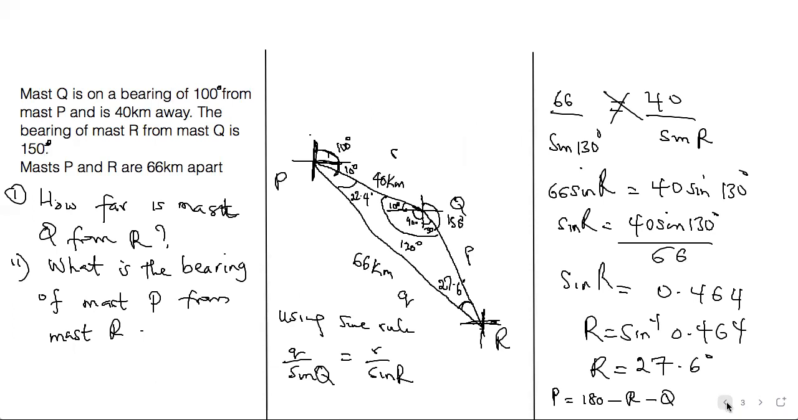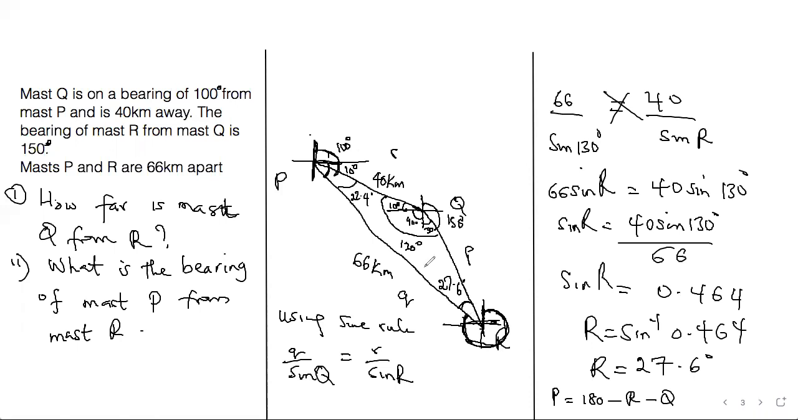Then the second question is, what is the bearing of P from R? From R, we are here. So we want to find this angle. I will start from R and go in a clockwise manner until I hit the line that connects P and R. So this is the angle I want to find. Now I can see clearly that this is 270 plus this angle here. So how do I get this angle here? This angle should be alternate to this angle.